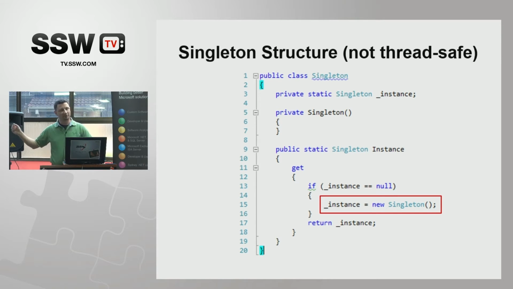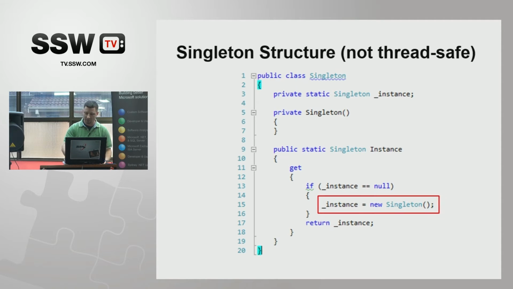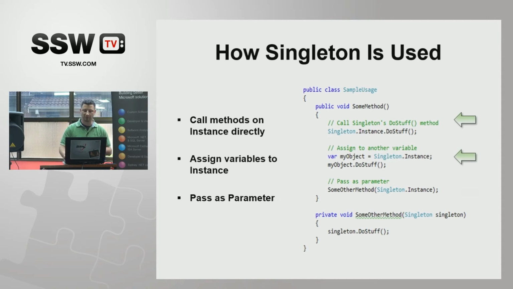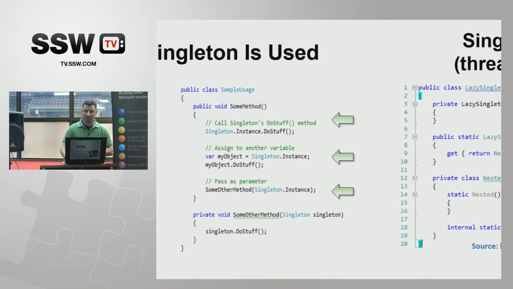All right, so that can be a problem, in particular if that is an expensive resource to create or if it does some kind of side effect when you create it. Having two threads in there at the same time can be bad. So the way you use a singleton is just like you would use an instance of a class. You can call methods directly. You can assign it to a local variable. You can pass it around as a parameter. These are all things that you don't necessarily typically do with a singleton, but you certainly can.